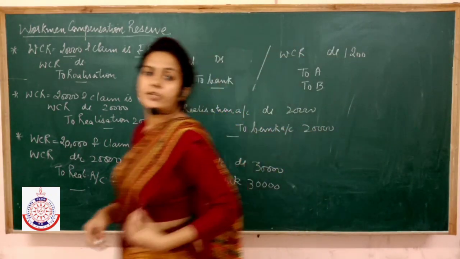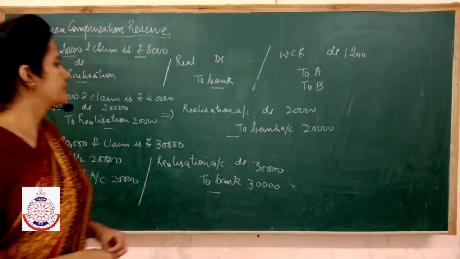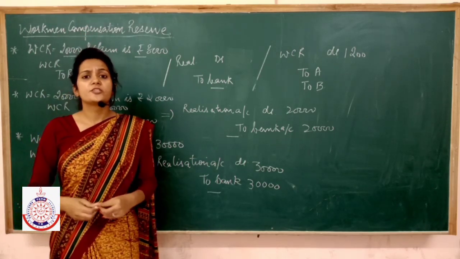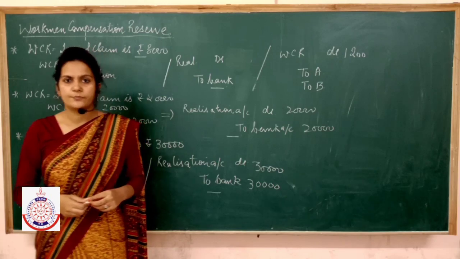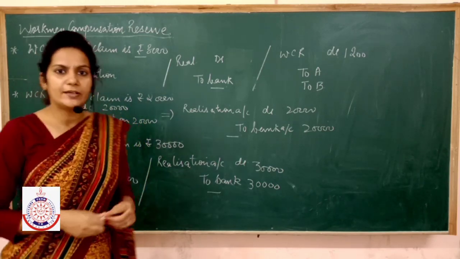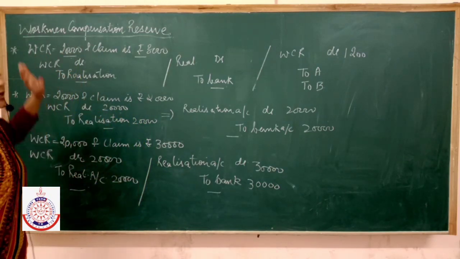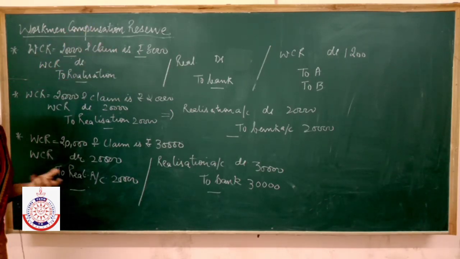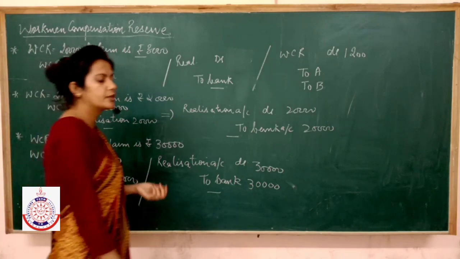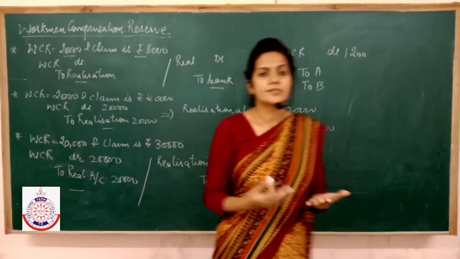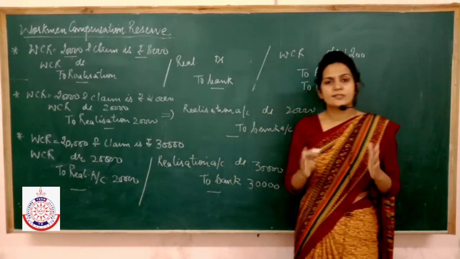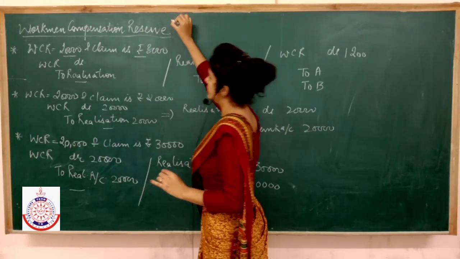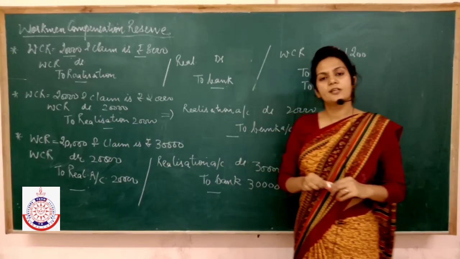Now let us start with the concept of workmen compensation reserve. This is one of the most important adjustments which is surely going to come in the exams. I'm talking about board exams. It is surely going to come. Workmen compensation reserve, you know very well, means that if any worker gets injured while working in the factory or your office, then obviously the company needs to pay some compensation to him. So for that we have created a reserve known as Workmen Compensation Reserve.